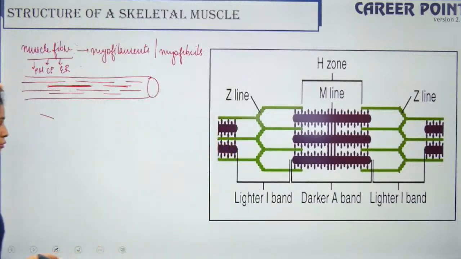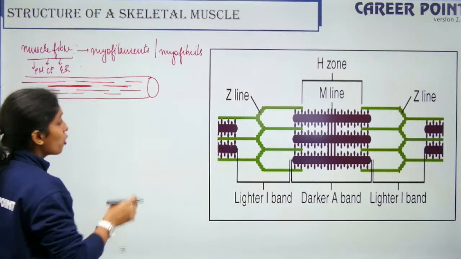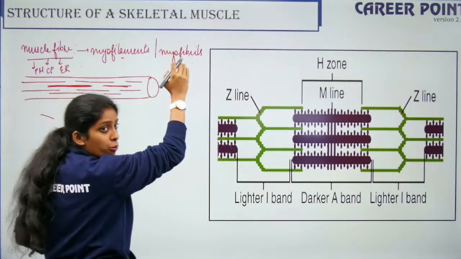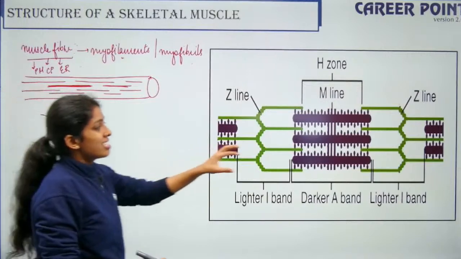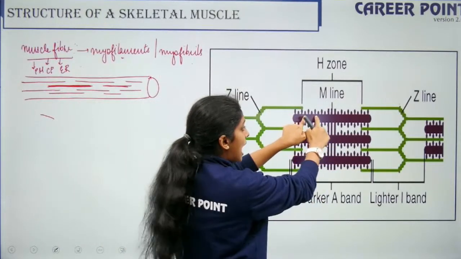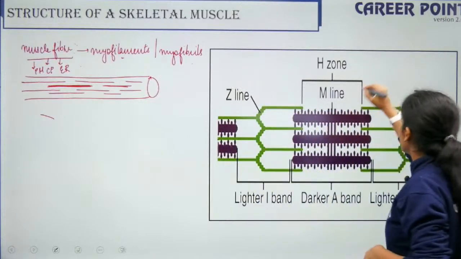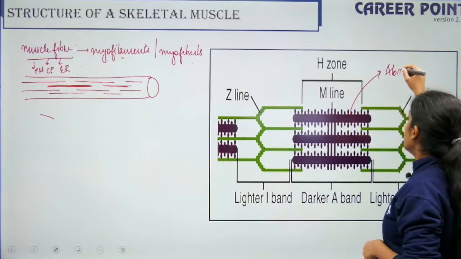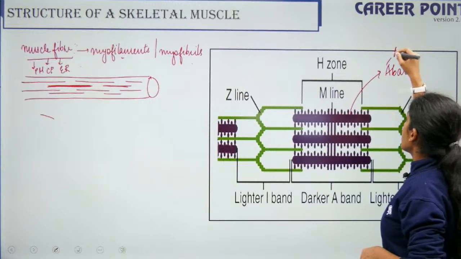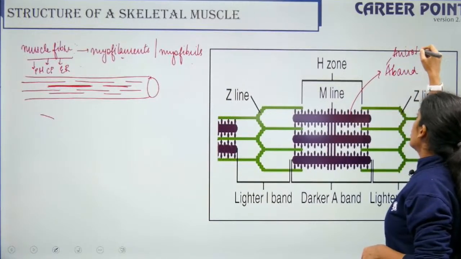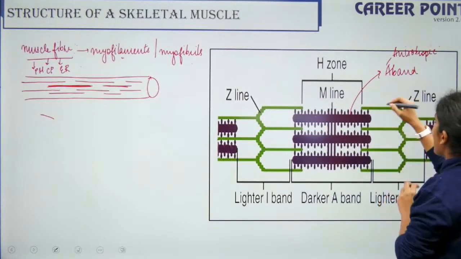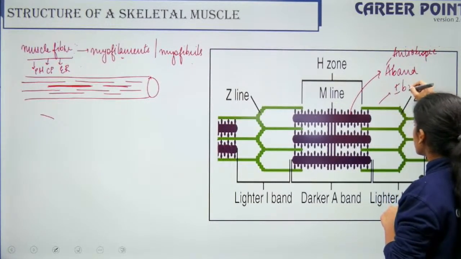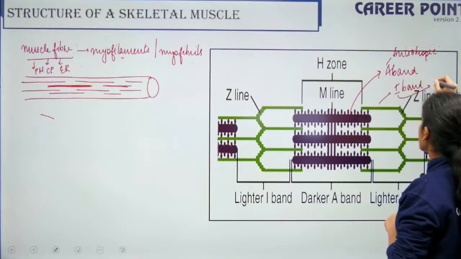So this is the muscle fiber. Inside the muscle fiber, we have myofilaments or myofibrils. These have alternate light and dark bands, exactly like this. This dark band is known as the A band. A stands for anisotropic band. The light band is known as the I band, and I stands for isotropic band.